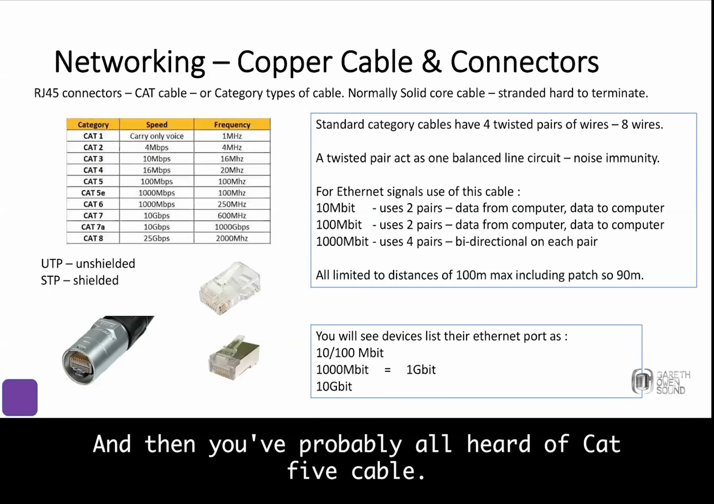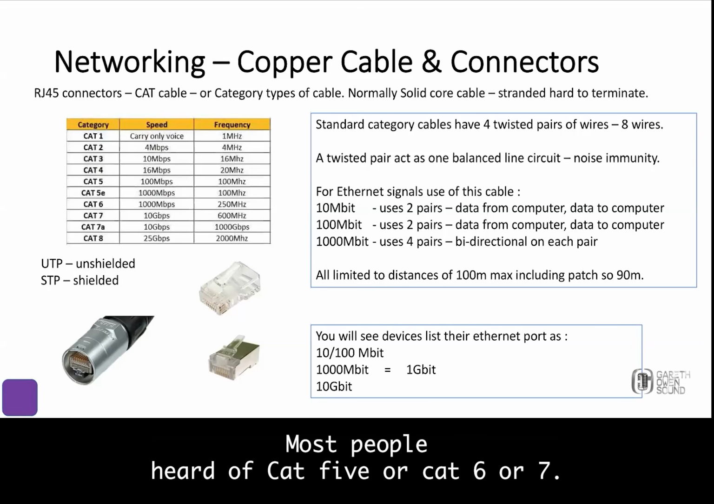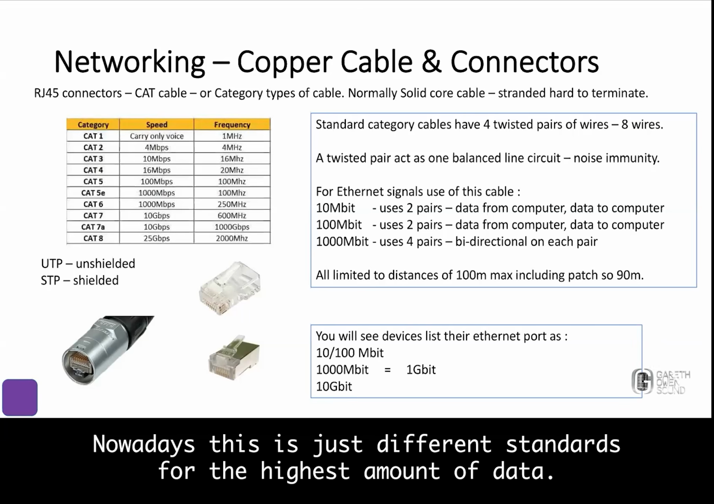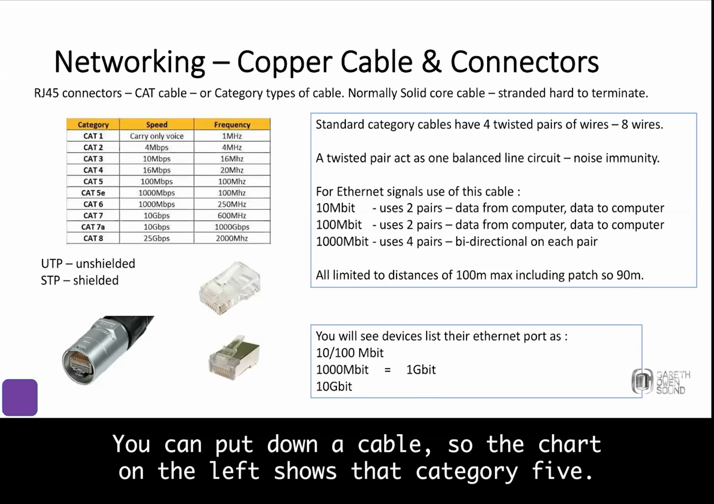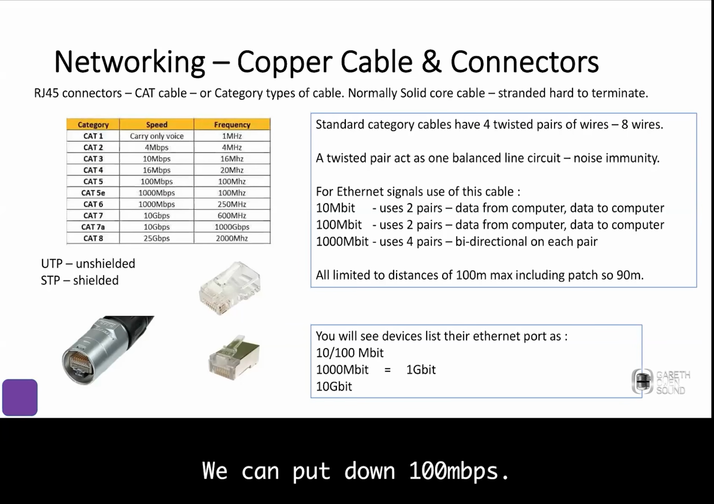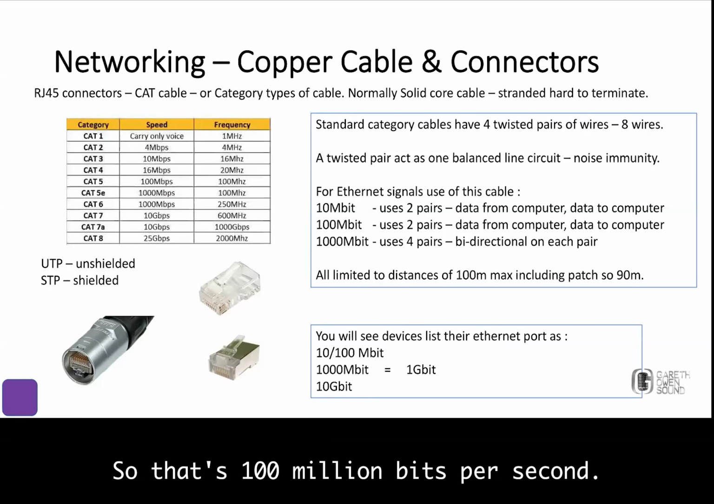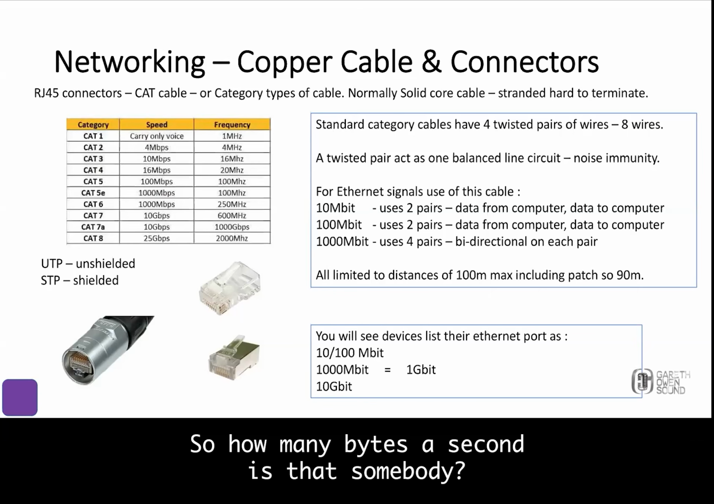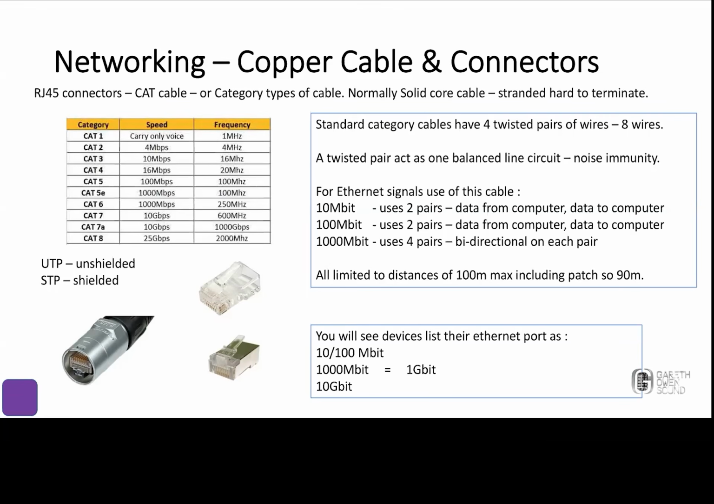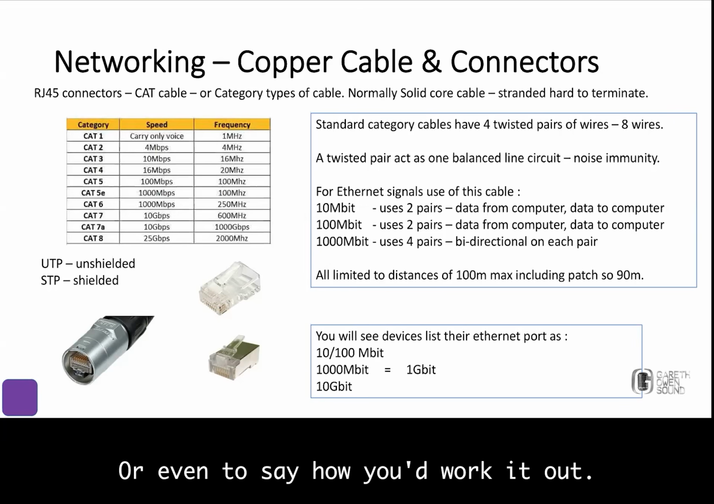And then you've probably all heard of Cat5 cable. Most people have heard of Cat5 or Cat6 or Cat7 nowadays. These are just different standards for the highest amount of data you can put down a cable. The chart on the left shows that with category 5, we can put down 100 megabits per second. So that's 100 million bits per second. So how many bytes a second is that? Somebody? Or even just say how you'd work it out.